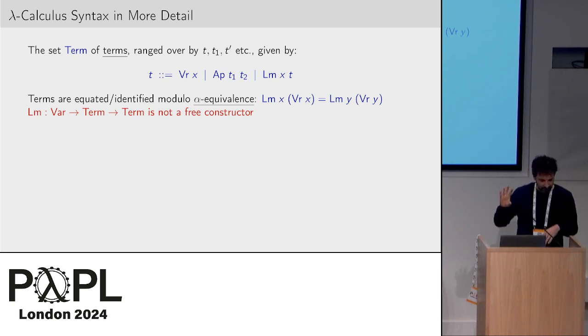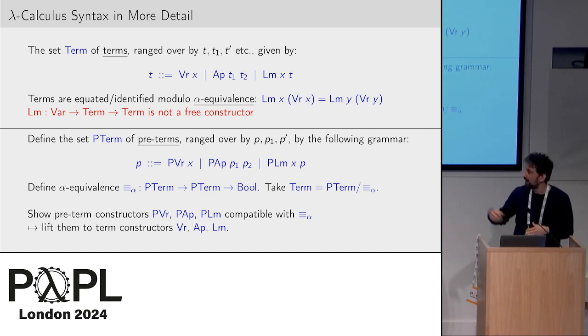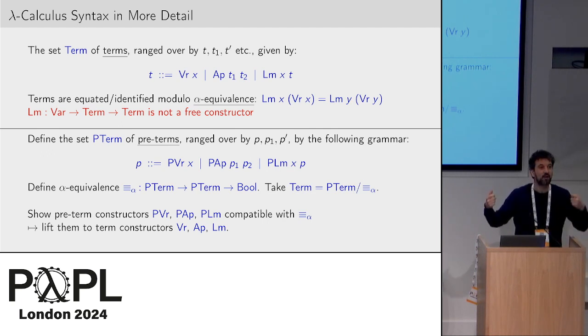Now, let me get a little more pedantic about terms. So these are the terms that I introduced before, the lambda terms. And we have this lambda that is not a free constructor. What does it really mean that they are equated modulo alpha equivalence? Well, what really happens is that we have the preterms, and I'm going to just use P for the operators on the preterms. Sometimes they are called raw terms. These are a completely free datatype, nothing special about it. And they have term-like constructors. And we define alpha equivalence inductively. And then we take the terms to be the quotient of preterms.